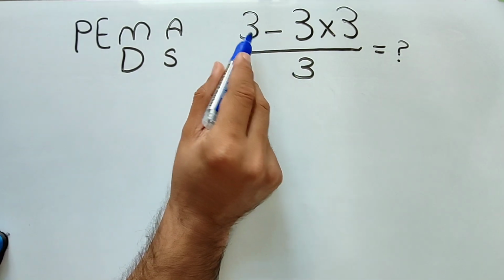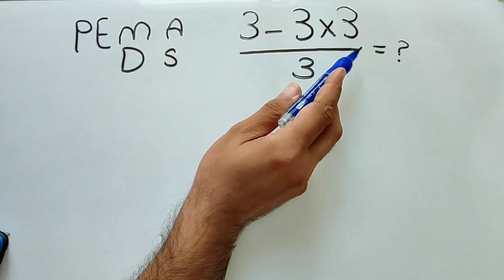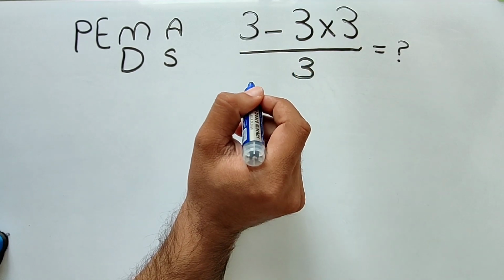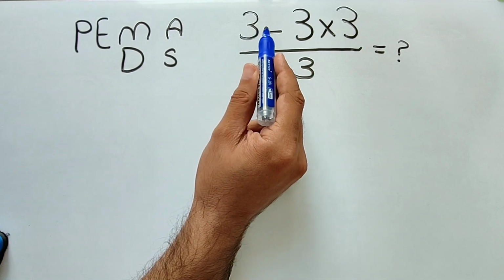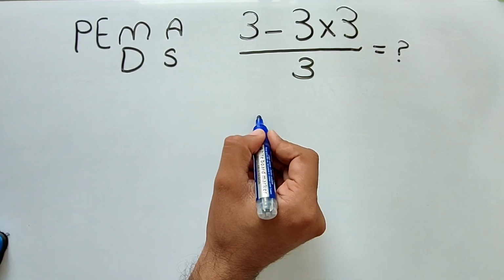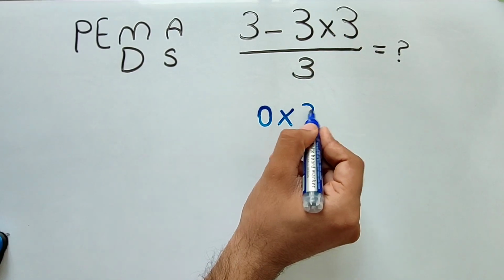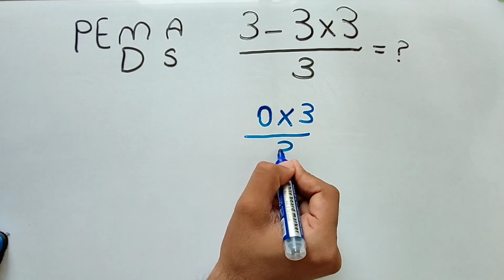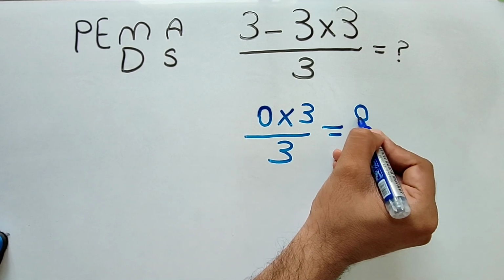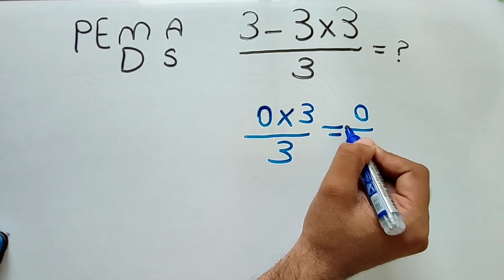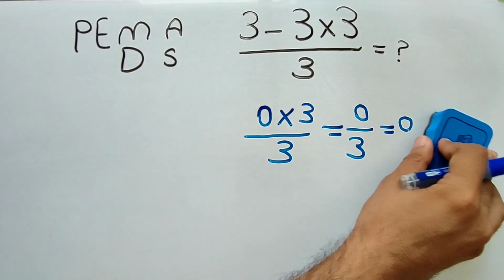We have here 3 minus 3 times 3 over 3. Maybe you solve this math expression like this first. 3 minus 3 is equal to 0, and 0 times 3 over 3. Now 0 times 3 is equal to 0, over 3, that equals 0. But this answer is not correct.